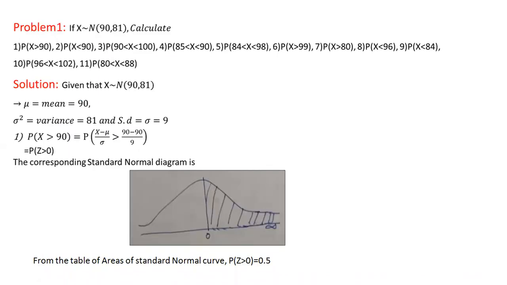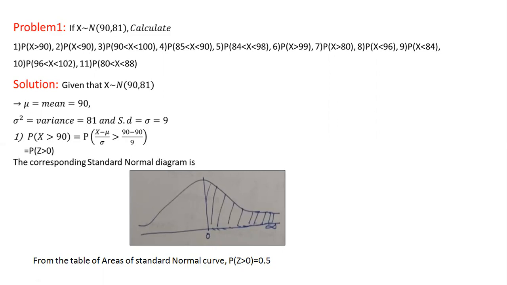And x less than 90 is also 0.5, as we discussed. If you take the mean line, the area on the left side of the curve and the area on the right side of the curve are both equal, which is 0.5. Adding both of them, we get unity, that is the total area under the curve is equal to 1. So for the second question, probability of x less than 90 is also 0.5, and x greater than 90 is 0.5.